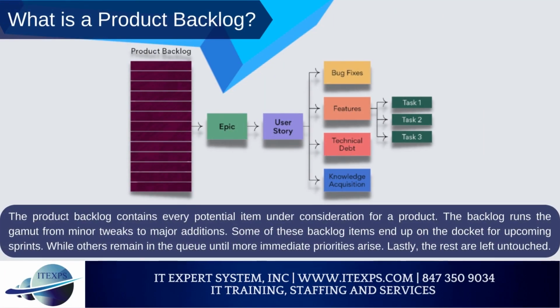What is a product backlog? The product backlog contains every potential item under consideration for a product. The backlog runs the gamut from minor tweaks to major additions. Some of these backlog items end up on the docket for upcoming sprints, while others remain in the queue until more immediate priorities arise. Lastly, the rest are left untouched. This universal repository contains every possibility for what the product may add or change in the future. New ideas get added as feedback from the market and customers continually roll in through various channels.